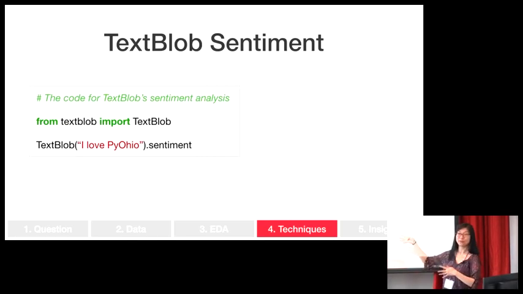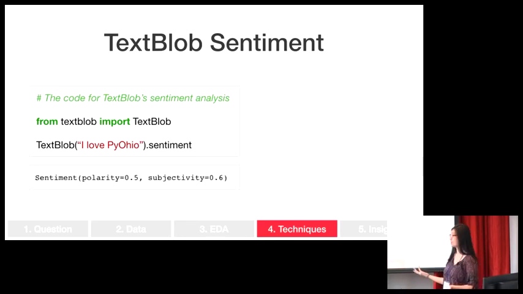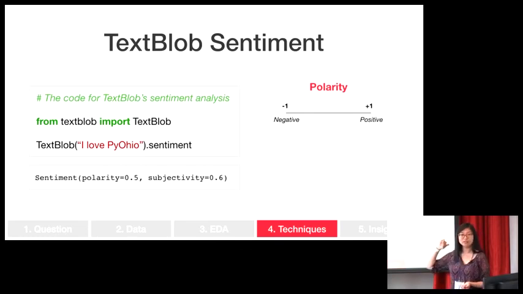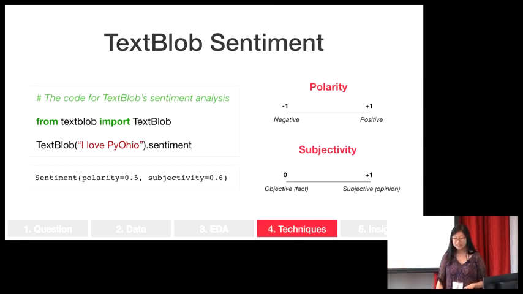Let's take a look at what this code looks like. This is literally all the code for sentiment analysis. You import TextBlob, and then you say TextBlob of some text, do .sentiment, and you get this as an output. Polarity is a number between -1 and +1. A polarity of 0.5 for "I love Pi Ohio" means it's generally a positive statement, which is right. Subjectivity is how opinionated you are about something, a number between 0 and 1. The more subjective you are, the more opinionated you are. Love is an opinion, so you can see that it's a bit higher on that scale.